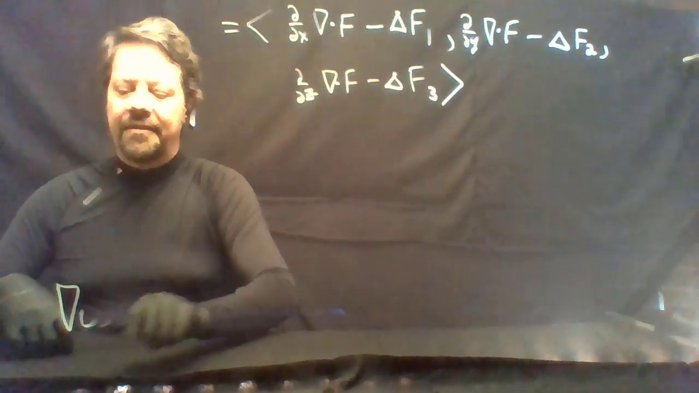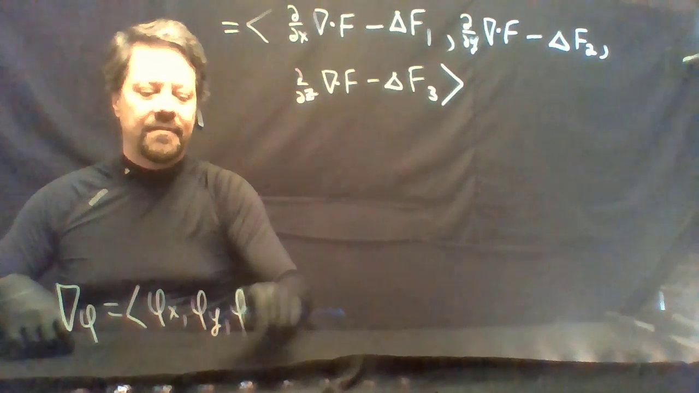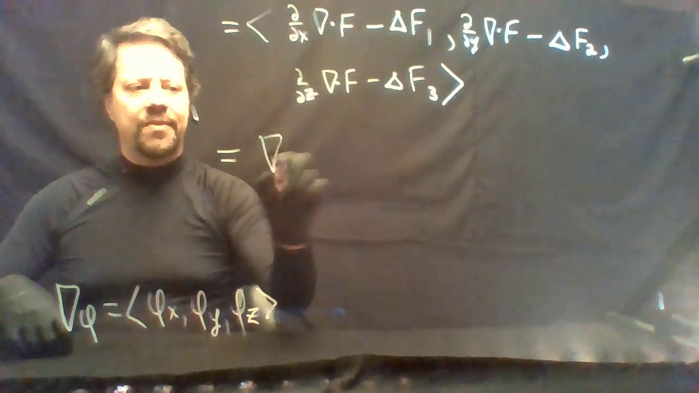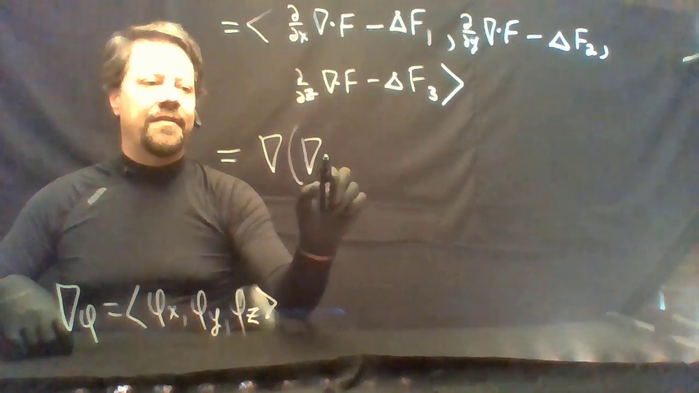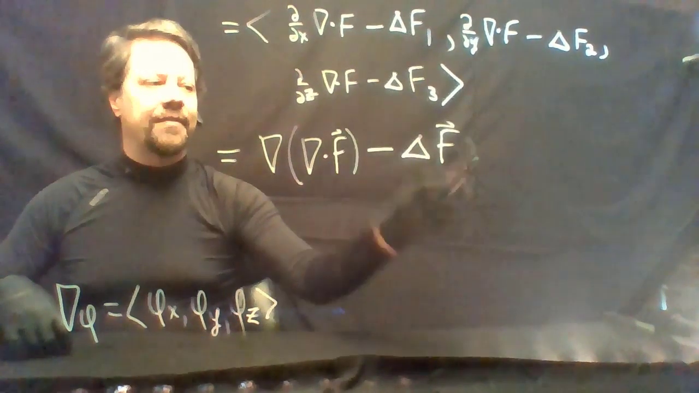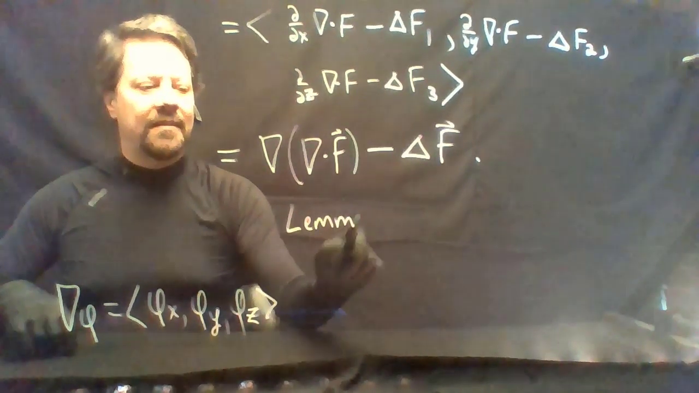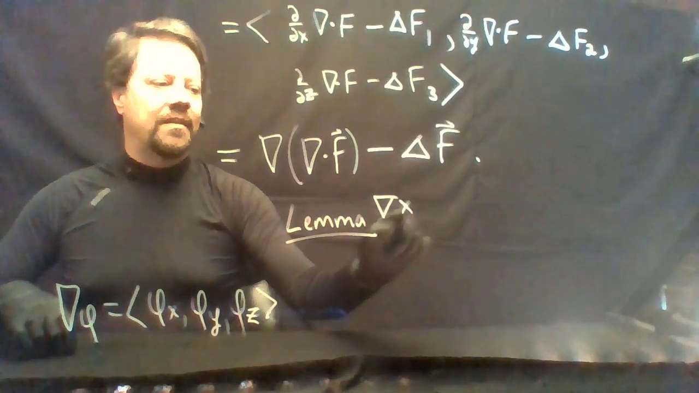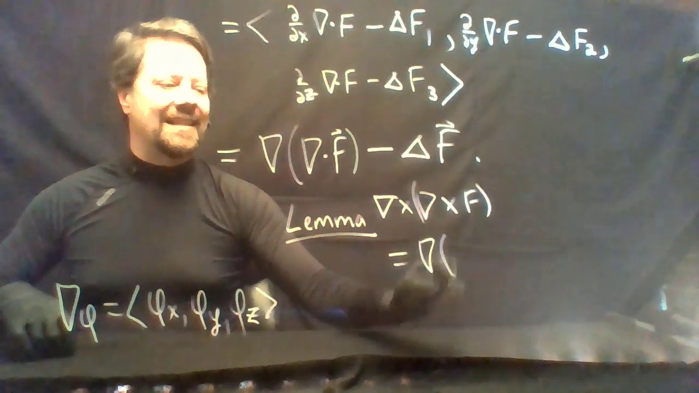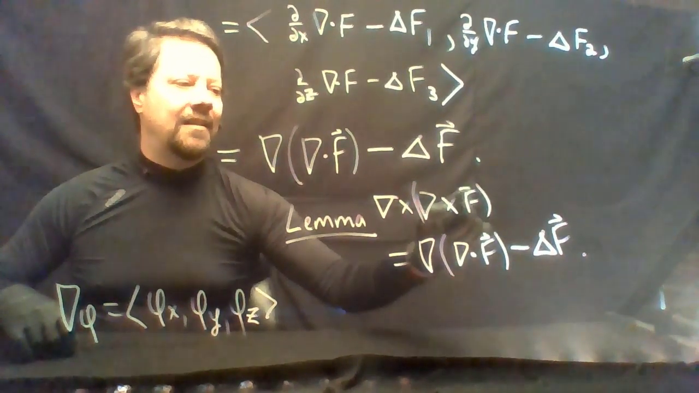Remember that the gradient of a function is the vector of partial derivatives of that function. What we have here can be expressed as the gradient of the divergence of f minus the Laplacian of the vector field f. We've proved the following lemma. The curl of f is equal to the gradient of the divergence of f minus the Laplacian of f.